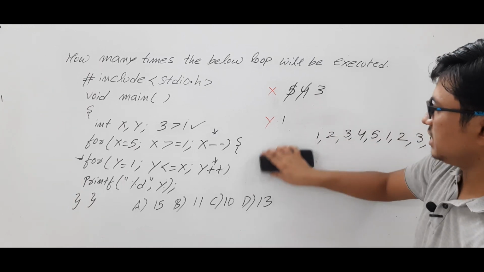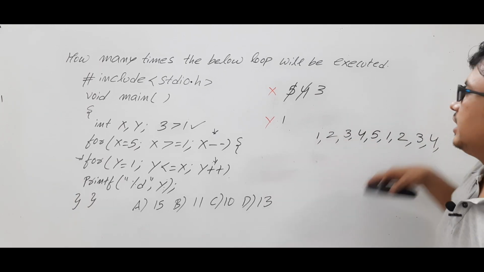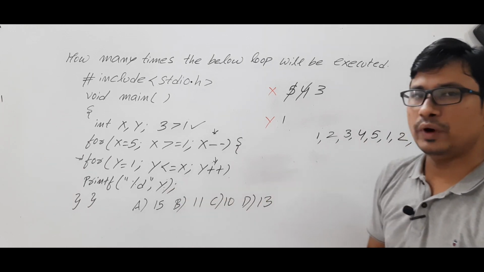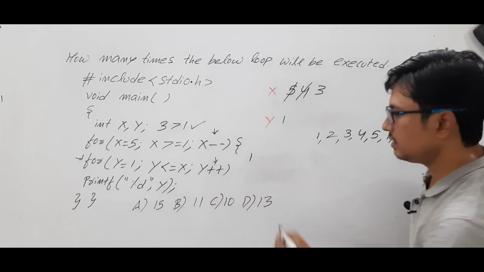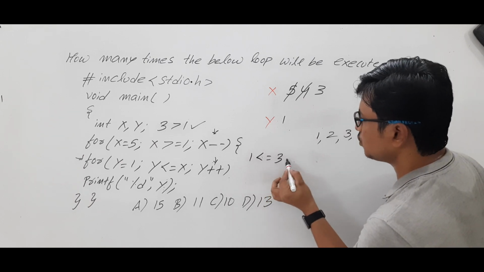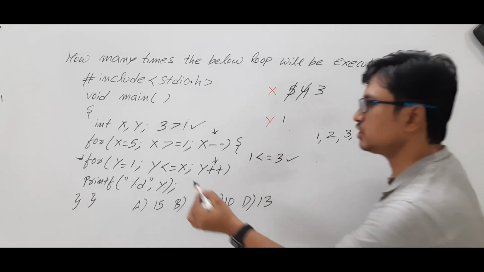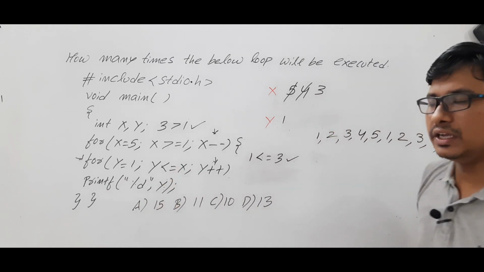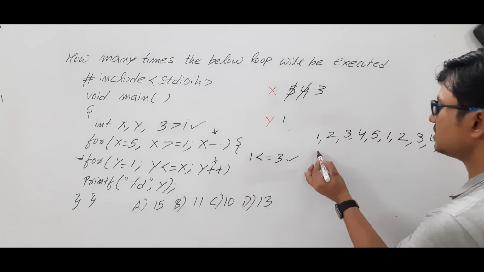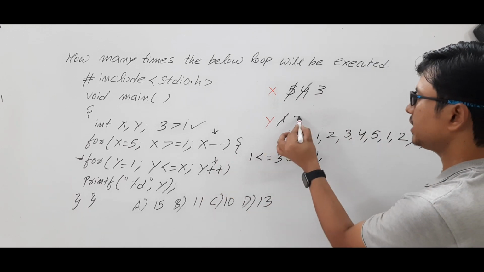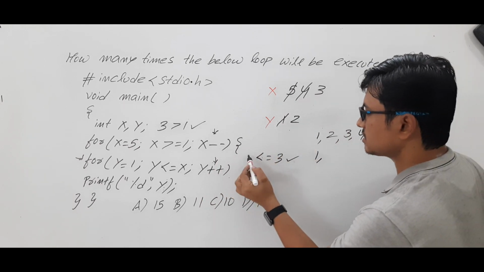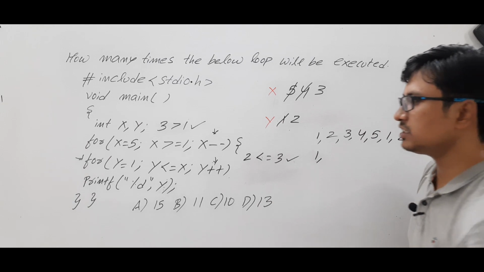So x value is 3. Y value is 1. Again you will check this condition. Y less than or equal to x. Y value is 1. X value is 3, so 1 is less than 3. This condition is true. If this condition is true, again you will print the y value which is 1. Then y plus plus, y value will become 2. 2 is less than or equal to 3. Again the condition is true.